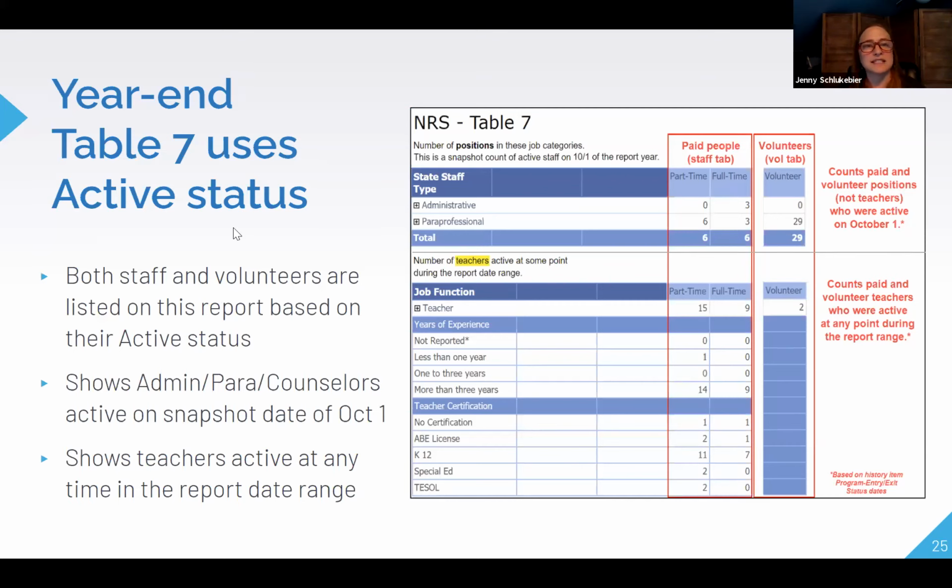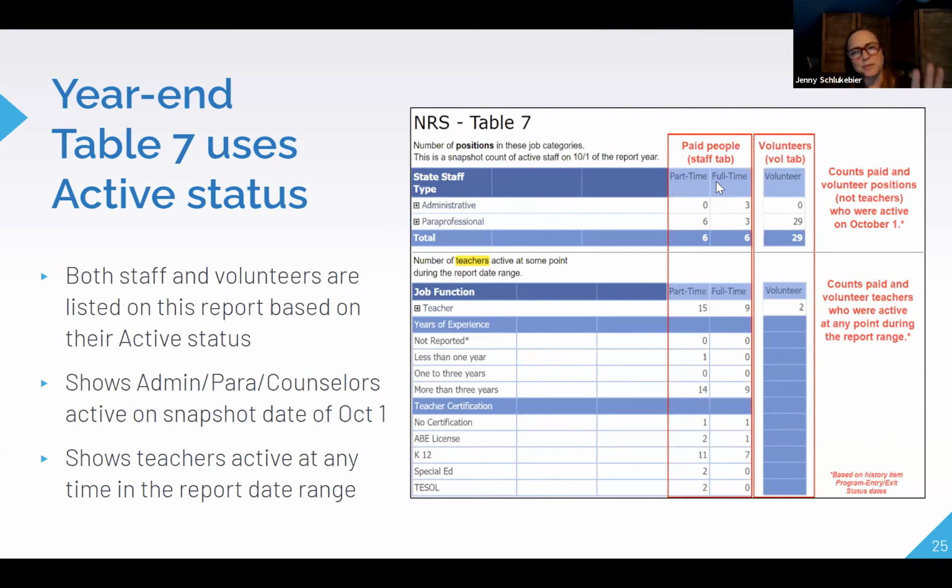And this is Table 7, which is one of the National Reporting System tables that you turn in once a year. This is one of the main tables that requires proper active information about staff and volunteers. Okay, so as you can see, this is going to count up how many active volunteers you have during the date range of the report and how many staff, part-time and full-time.